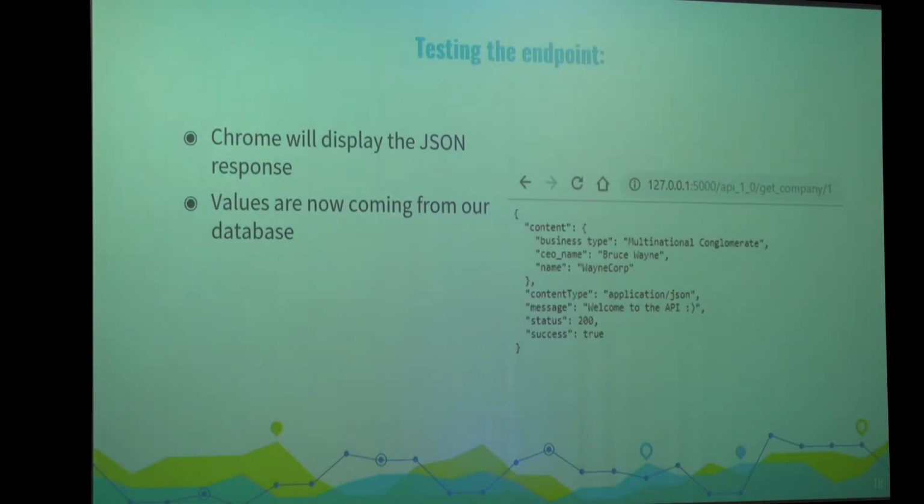So how do we test our API endpoint? We can do it with Chrome. If you visit the URL we just defined, so if you remember, we prefix the URL with API 1_0, and get company 1, you can see we've got Bruce Wayne at Wayne-Corr. Chrome can handle the JSON response as well, and it can display it. So the values are now coming from our database, and our API is now up and running. So easy peasy again.